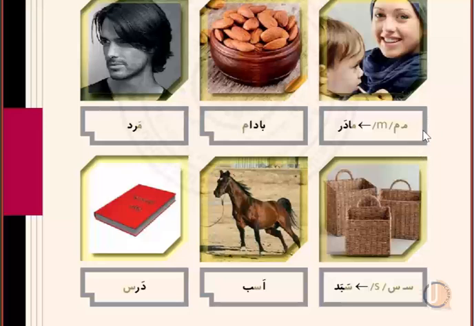Next alphabet letter is meem. Its name is meem. The sound is m. As you see, small meem, capital meem. The sound is m, as in madar, mother. Next one, at the final position, we use the big one, badam. That is almond. At the beginning position, we use the small one, mard, man.